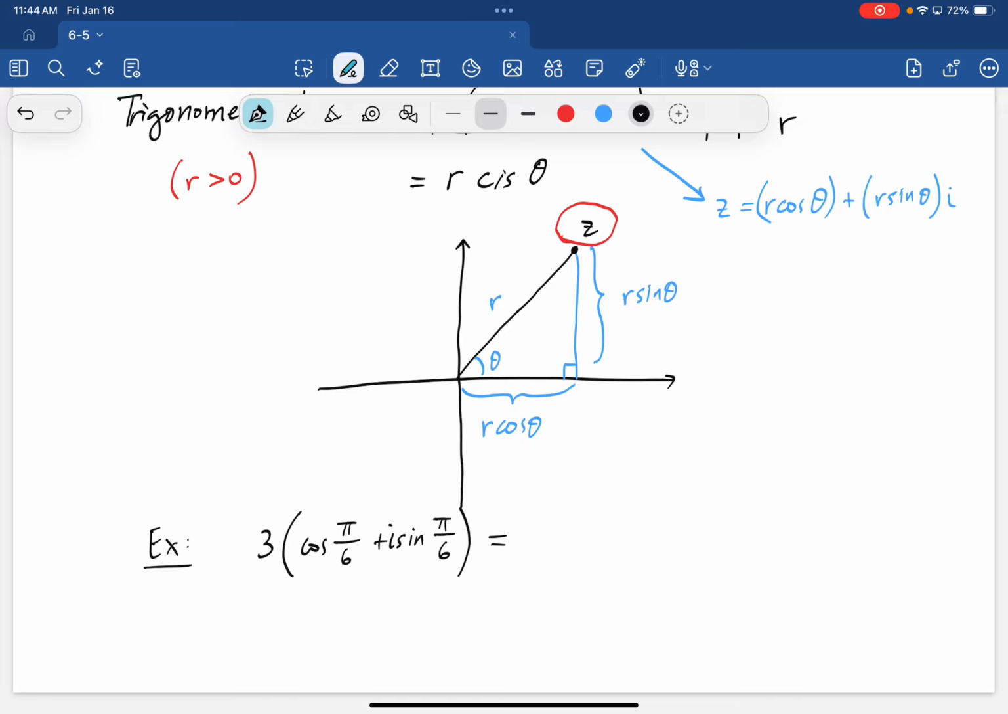All right, so how would we write this in standard form? We would simply evaluate these trig functions. So cosine pi over 6 is root 3 over 2, and sine pi over 6 is 1/2. So we would have root 3 over 2 plus 1/2 i in the parentheses, and then we would expand that to be 3 root 3 over 2 plus 3/2 i.